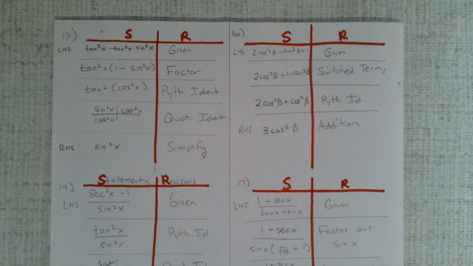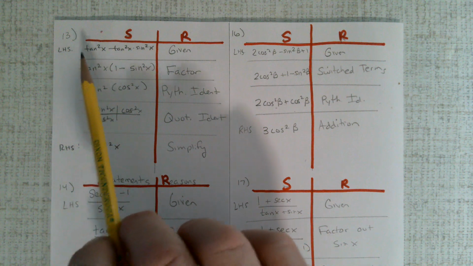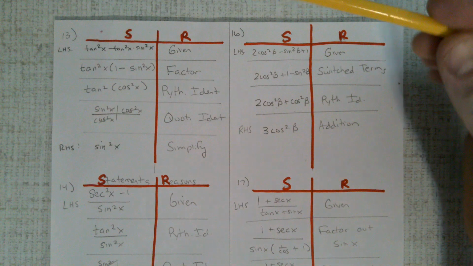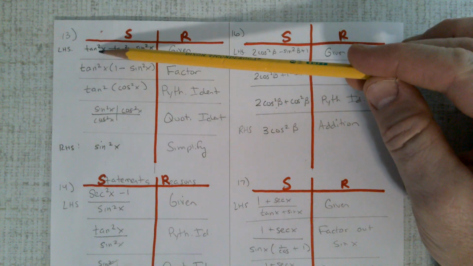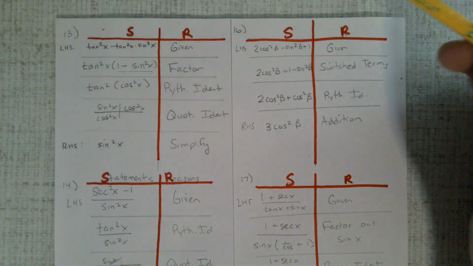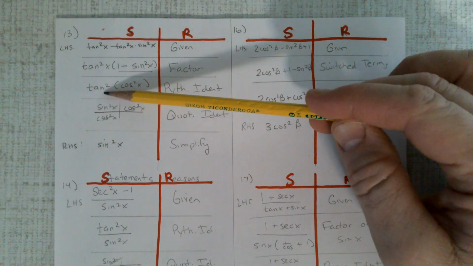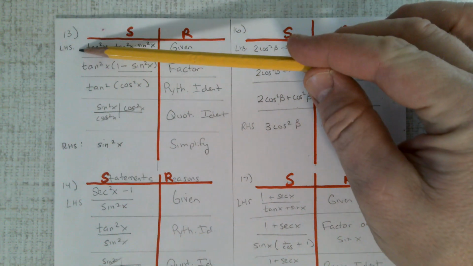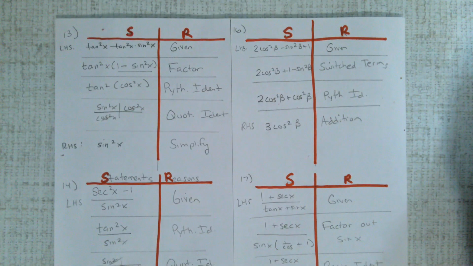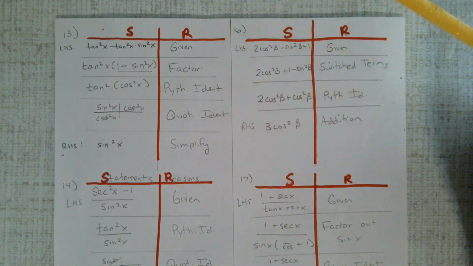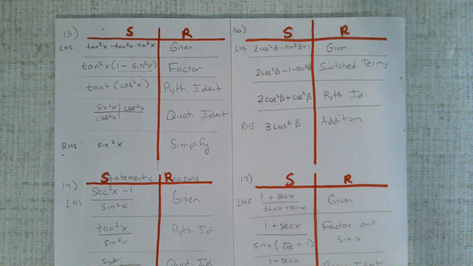So here we go. Number 3, we're starting on the left hand side with tangent squared minus tangent squared sine squared, that's given. Well, if I factor out a tangent, now you'll see that this is a Pythagorean theorem identity, and that can be cosine squared. Tangent is sine over cosine. Cosines will go away and you'll be left with sine squared. So just make sure you're turning the left hand side to the right hand side, or you could turn the right hand side into the left hand side if that looks easier. All ours are set up for left to right, but either way works.